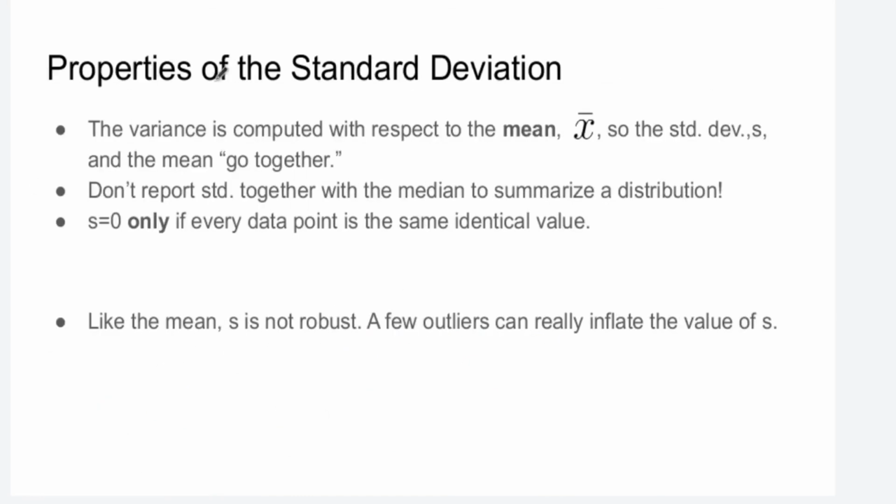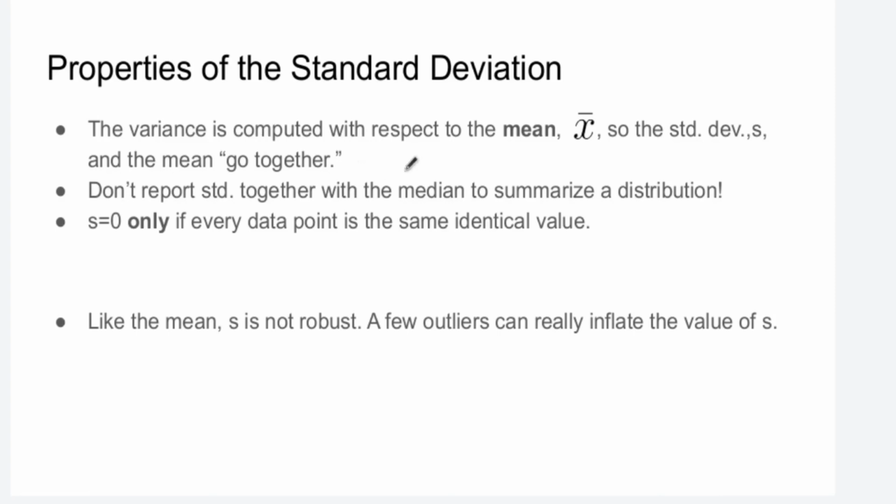Some properties of the standard deviation. The variance is computed with respect to the mean x bar, not the median. So the standard deviation and the mean, they go together like red beans and rice. We don't want to use standard deviation together with median. So if you use the median, use the 5-number summary. And if you want to report the mean, you should report the standard deviation.